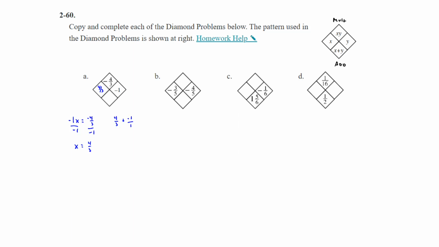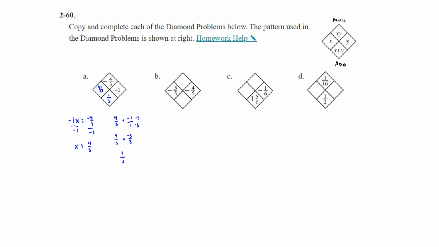And once again, you can do that on a calculator, you can do it in your head, you can create a common denominator, however you want to approach that. I'm going to go ahead and create a common denominator just so we can see. So multiply top and bottom by 3, so negative 3 over 3 is the same thing as negative 1. So 4/3 plus negative 3/3 is 1/3.